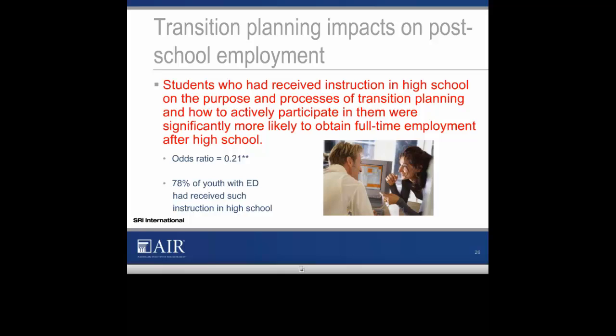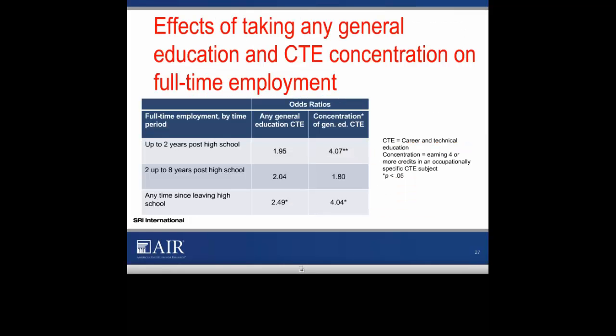The second finding was the effects of taking any general education and a CTE concentration on full-time employment. So CTE is career and technical education, and the concentration is earning 4 or more credits. So a high school student who has at least 4 credits in a career development class and a concentration about careers, specific career training and employment training in high school, were more likely to have full-time employment 2 years and 8 years post-high school.